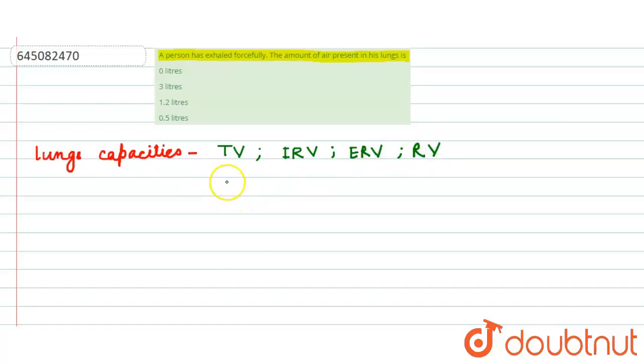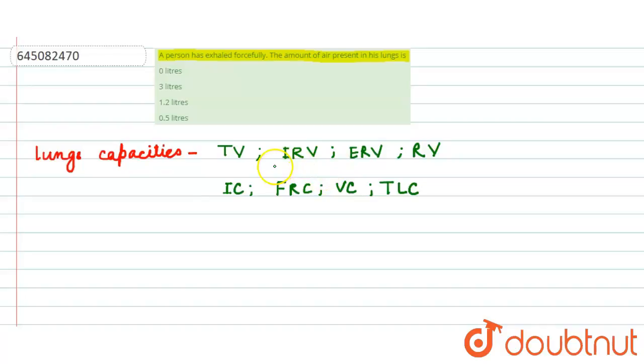Along with that, we are having a few volumes as well, which are actually sums of one or more than one capacities. So we are having IC, that is inspiratory capacity. Then we are having FRC, which is functional residual volume. Then along with that, we are having VC, that is vital capacity. And the last one we are having is TLC, that is total lung capacity.